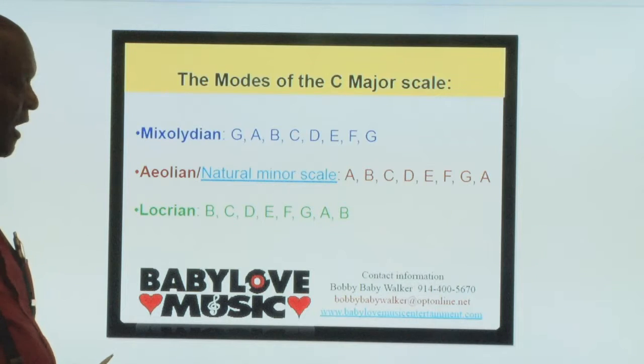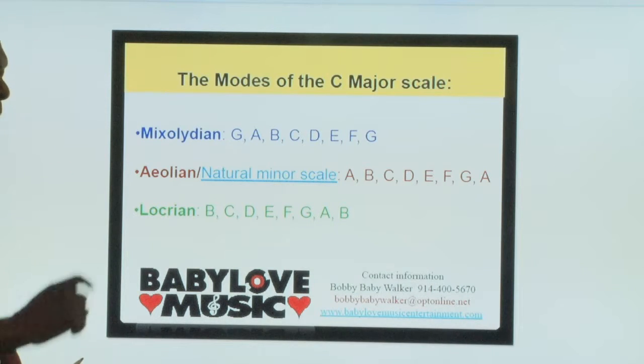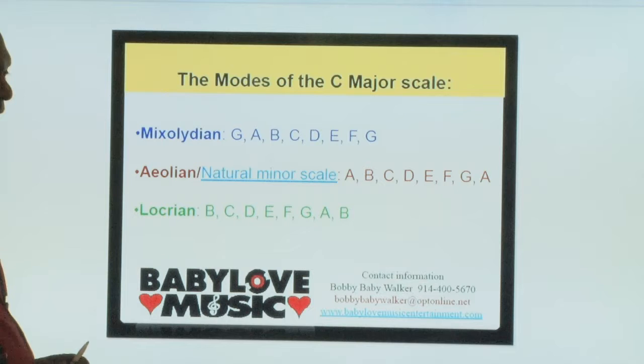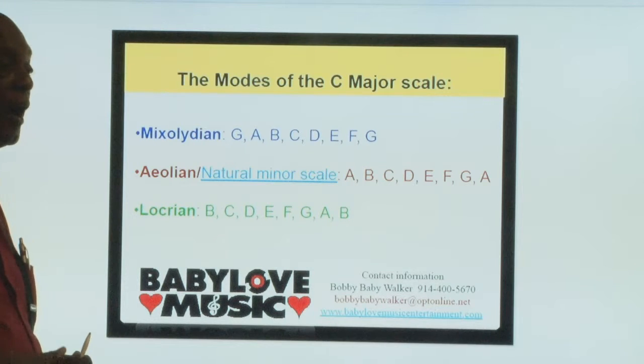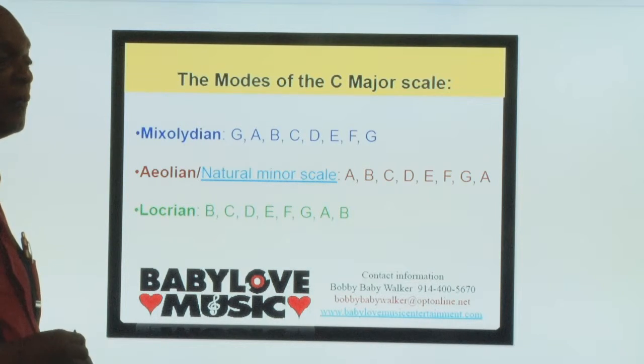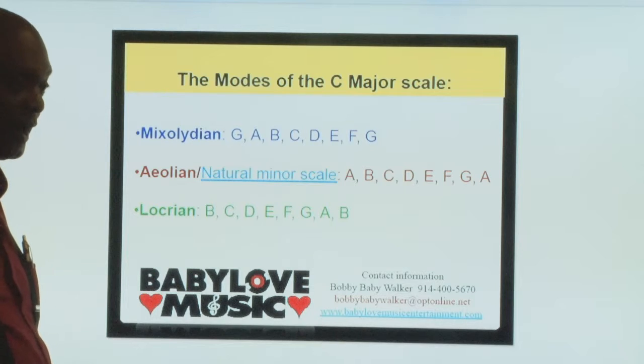Then, the last scale, which is number what? That's right. Number 7. Very good. Okay, number 7 is called the Locrian scale. Okay? Or mode, excuse me. I like the word scale. The Locrian mode. And it starts on the 7th degree of the major scale.